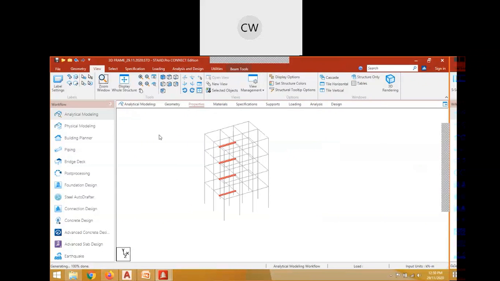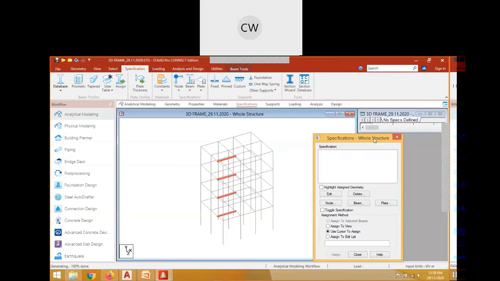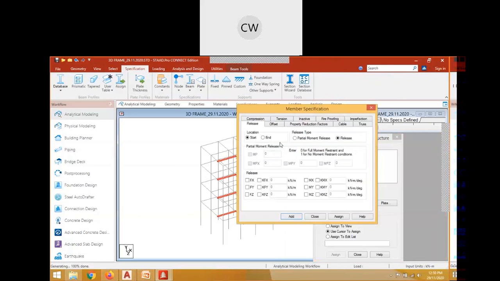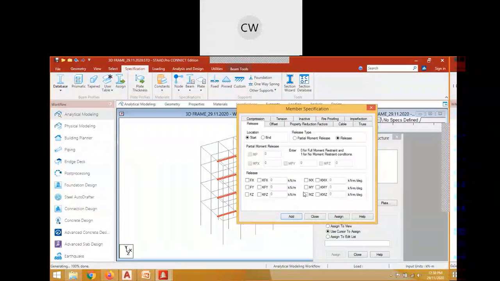So let us select this beam. Now you can see all beams are selected here. Go to specification, and then I will add the specification for moment release. I want this beam to be released. So for that, you go to beam. Here you will find start and end release. So releases are here. These are reactions, these are moments. Reactions I want, but moment I don't want, so I will release the moments.